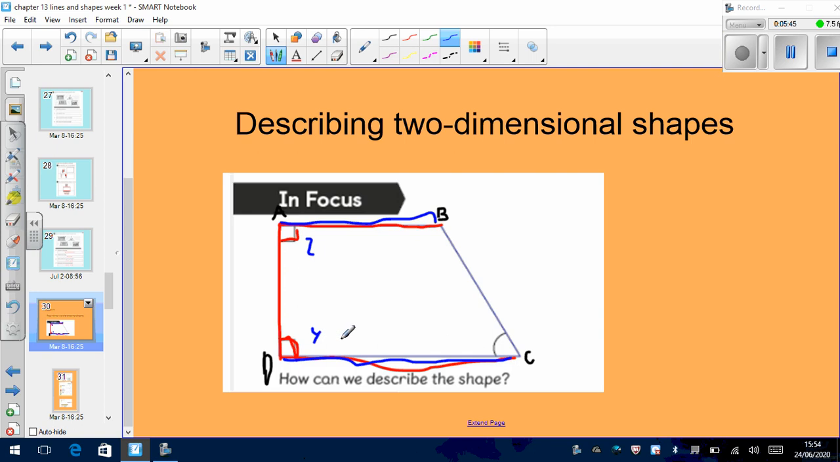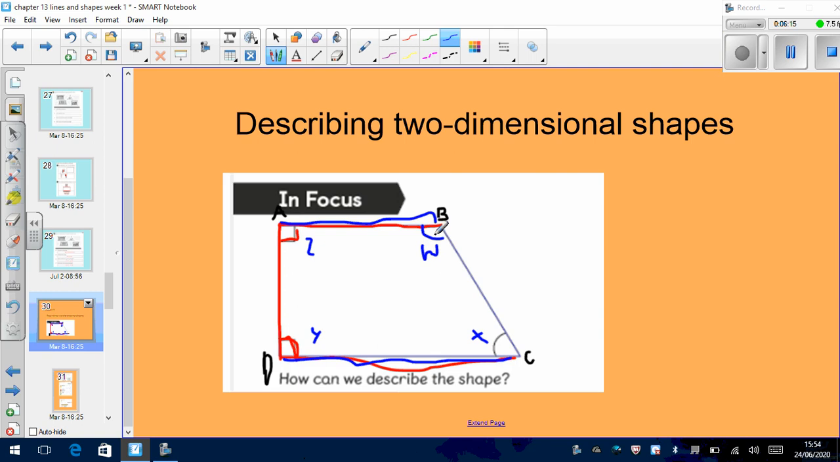Anything else? Well spotted, Lexi. There is an acute angle. Let's call that one X. And finally, if we label this angle up here, I'm going to draw it on because they haven't, W. What can we say about that angle? Anya. Good. This angle is an obtuse angle, well remembered from last time.